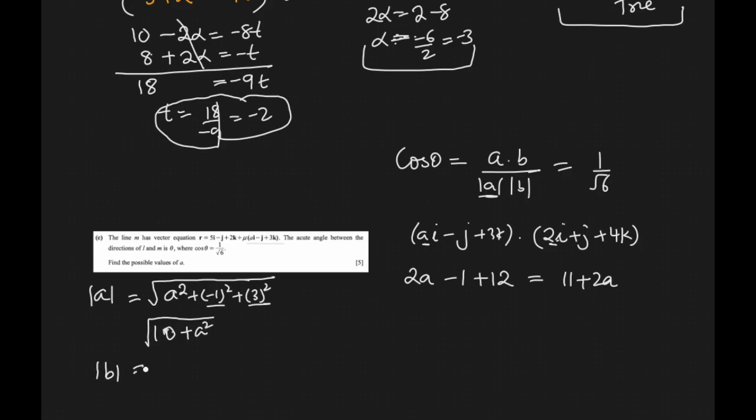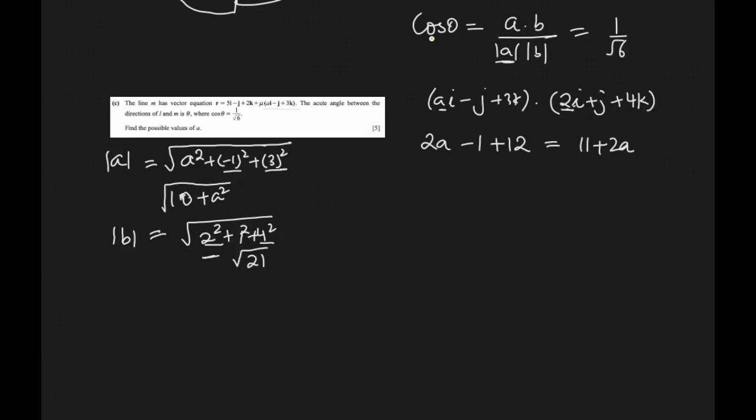Okay, magnitude of B will be 2 squared plus 1 squared plus 4 squared, which is 4 plus 16, 20, square root 21. So let's substitute everything in this particular equation now. So A dot B came out to be 11 plus 2a, divided by square root of 10 plus a squared, and modulus of B is square root 21, which is equal to 1 over square root 6.